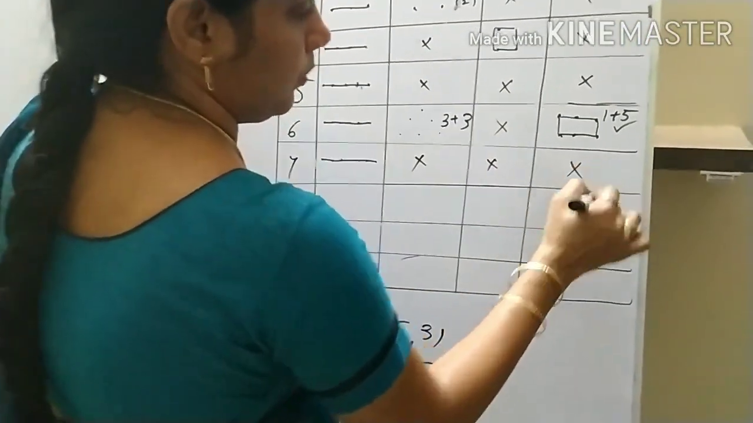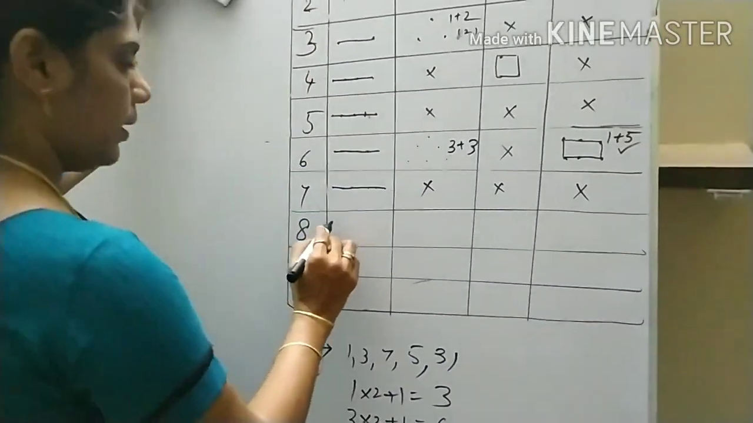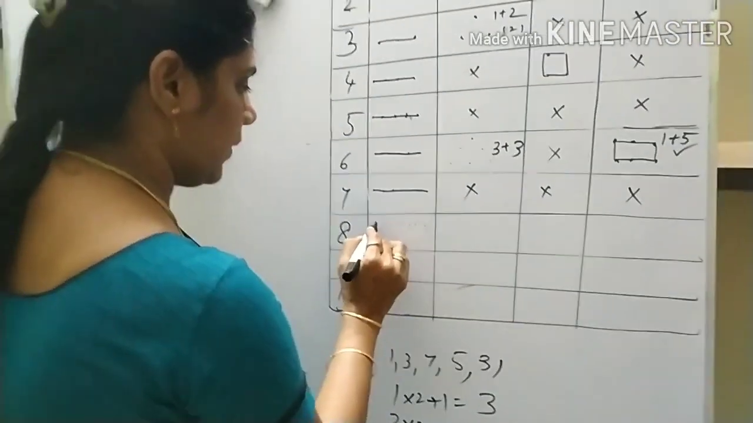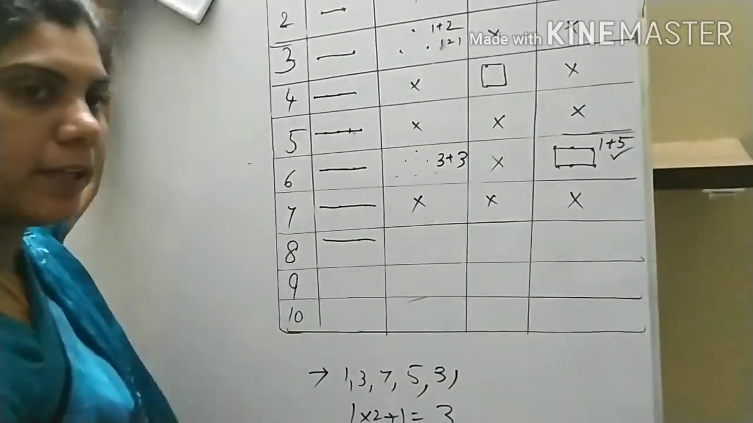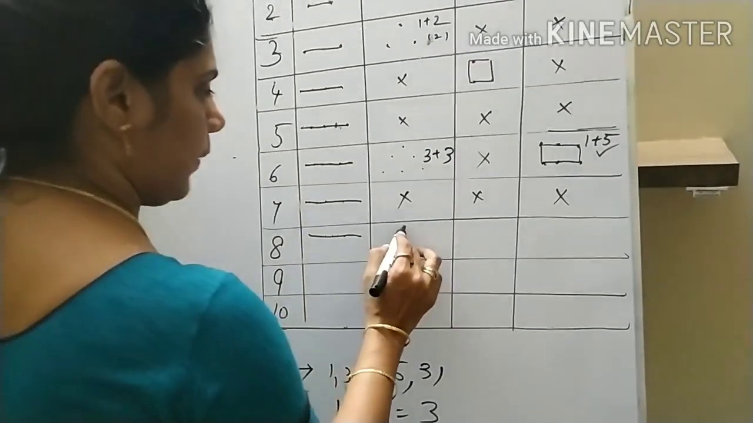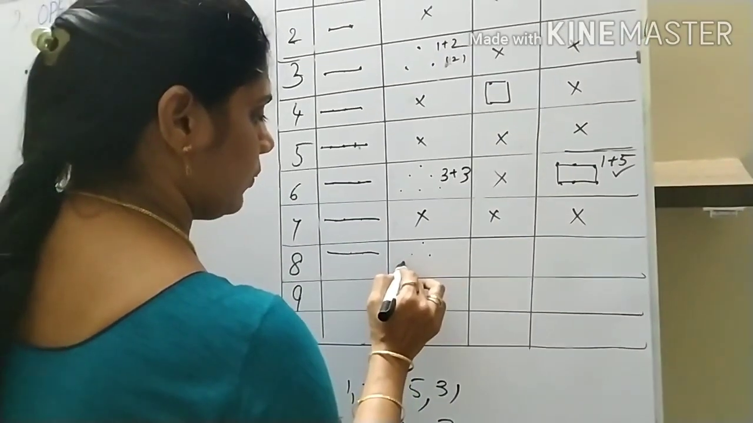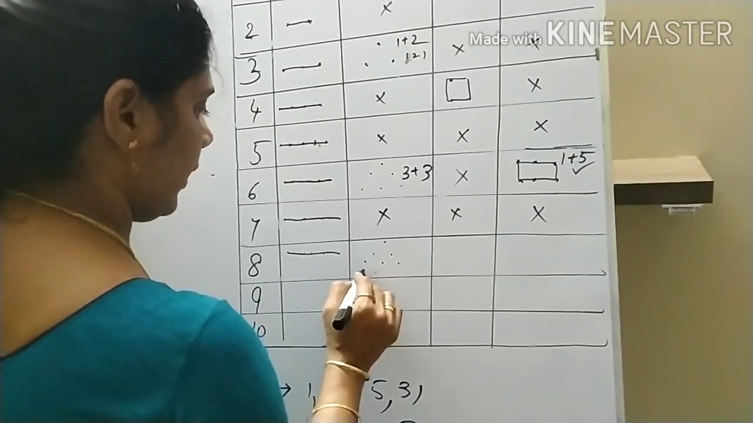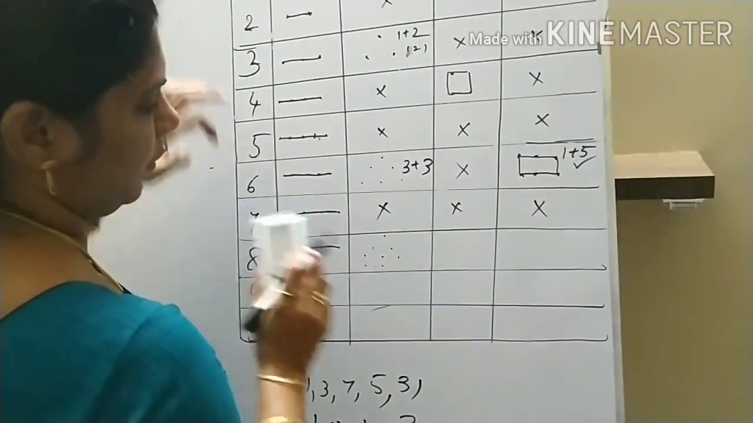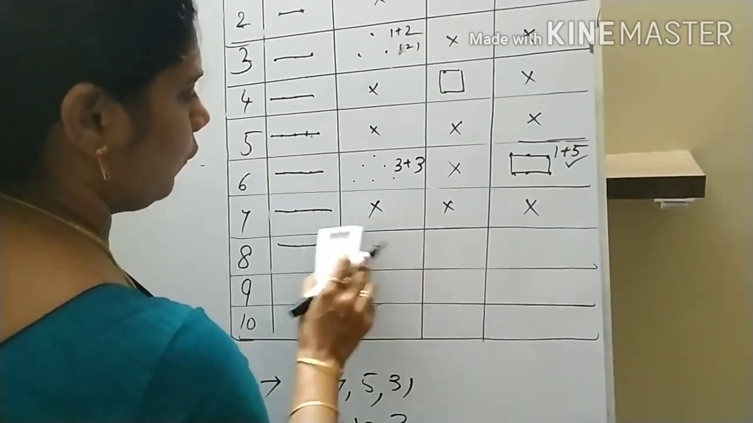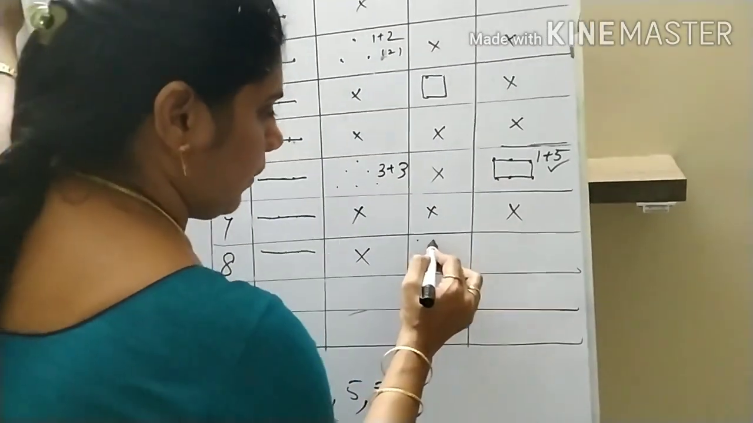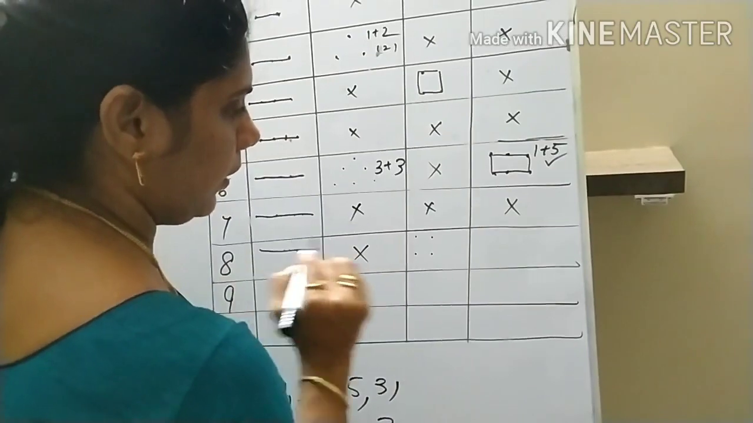So see 8. 1, 2, 3, 4, 5, 6, 7, 8. With 8 dots also you can form a line here. Observe this triangle. 6 already. So 8 means 1, 2. Not possible. You can't form a triangle with 8 dots. So come to this one.